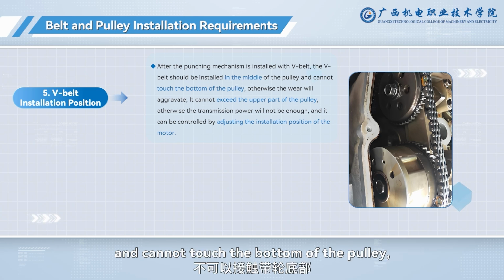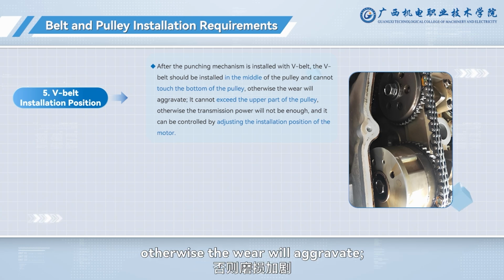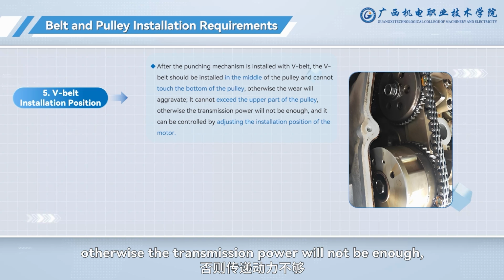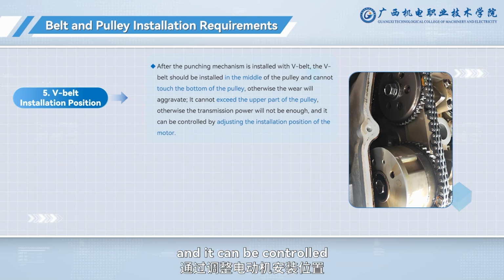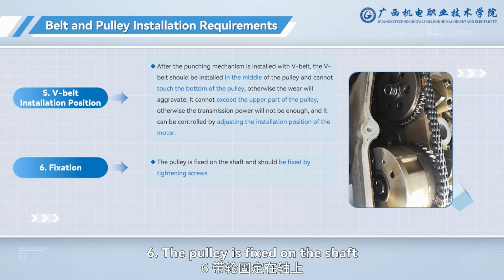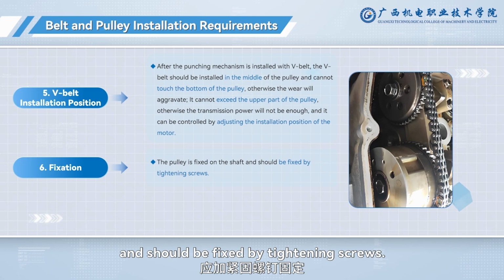5. After the punching mechanism is installed with V-belt, the V-belt should be installed in the middle of the pulley and cannot touch the bottom of the pulley, otherwise the wear will aggravate. It cannot exceed the upper part of the pulley, otherwise the transmission power will not be enough, and it can be controlled by adjusting the installation position of the motor. 6. The pulley is fixed on the shaft and should be fixed by tightening screws.